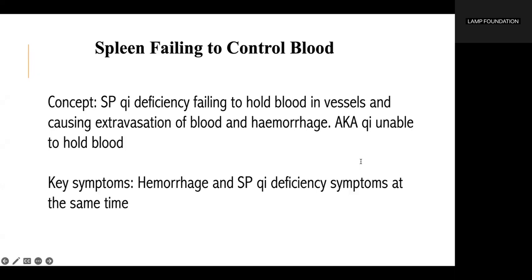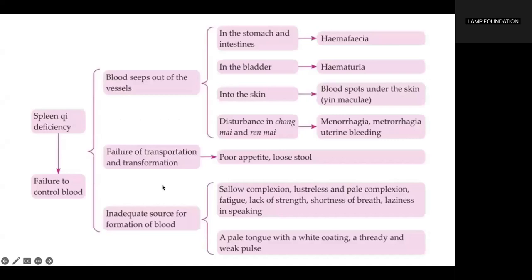Furthermore, it is important to remember that these patterns will lead to the development of blood deficiency over time. Milder cases of spleen qi not holding blood inside the vessels are seen in people who have a tendency to bruise easily. This is due to spleen qi deficiency failing to hold the blood in the vessels and causing extravasation of blood and hemorrhage. It is also called qi unable to hold the blood. Key symptoms: hemorrhage and spleen qi deficiency symptoms at the same time.